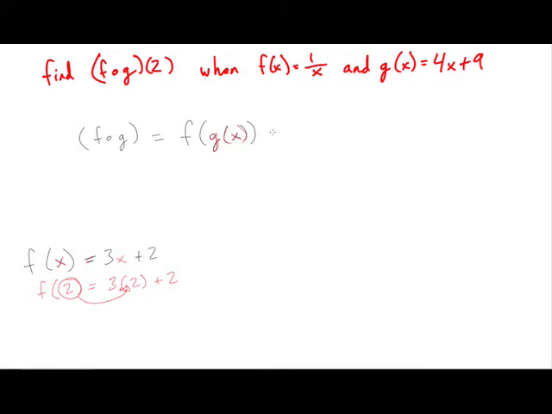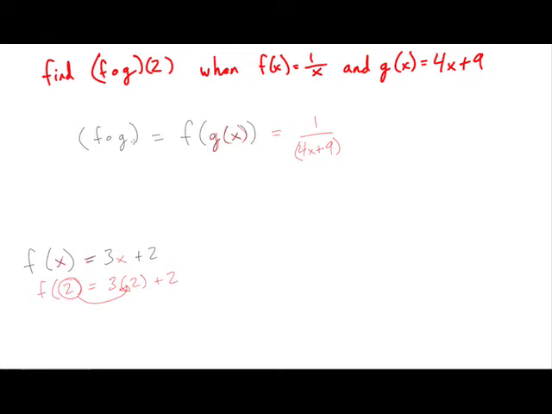So first thing you want to ask yourself is, okay, what is f of x equal to? Well, it's equal to 1 over x. So where this x is, I'm going to have to replace that now. Instead of x, I want to replace it with g of x. And this whole thing, remember, is the same as f of g. So this is 1 over, and instead of x, we're going to put what g of x is, which is going to be 4x plus 9. So I'm putting 4x plus 9 where I used to have that x right there.